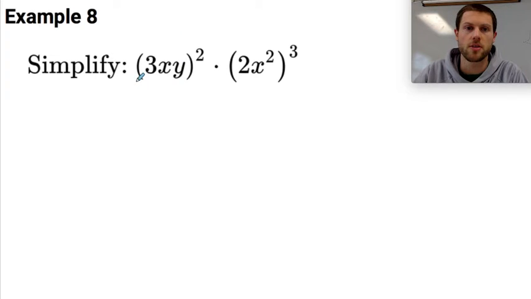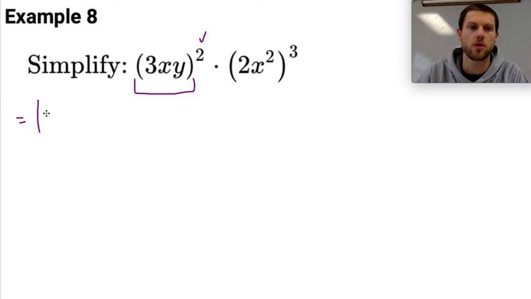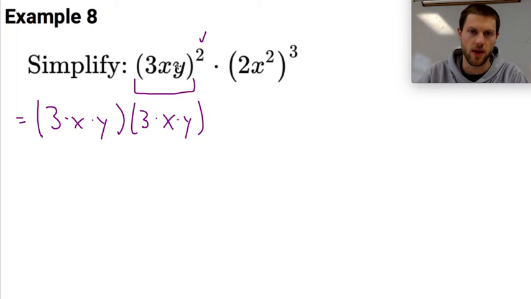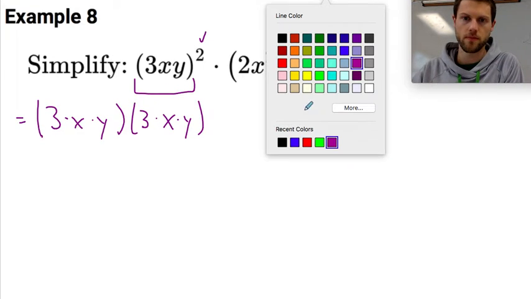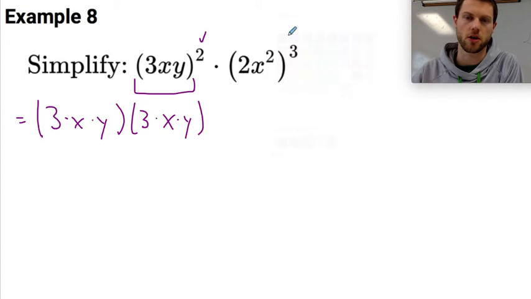So what I'll do first is I'm going to take care of this and raise that to the 2nd power. So this is going to equal 3 times x times y times 3 times x times y. There's that piece done. That's all going to be multiplied. I'm just going to switch colors here. That's all going to be multiplied by this whole quantity. So I need to take this and multiply it by itself 3 times.